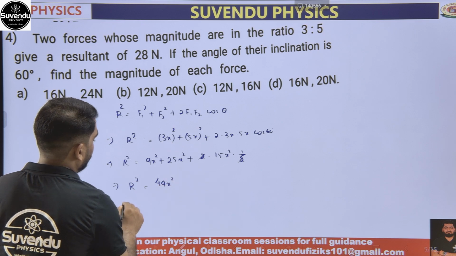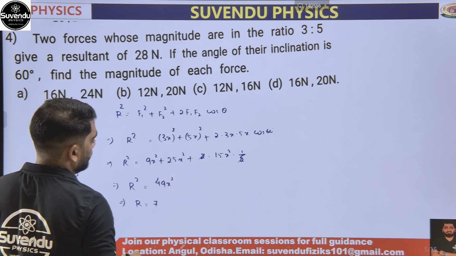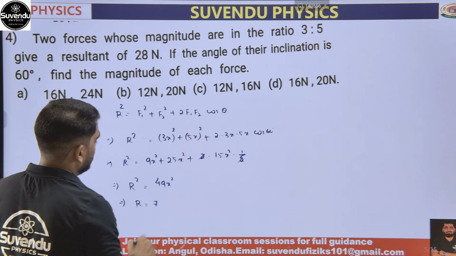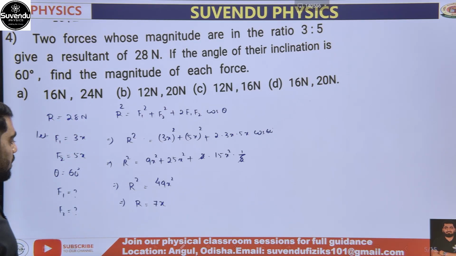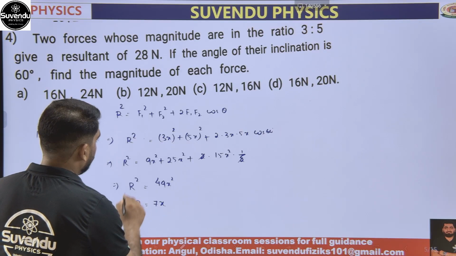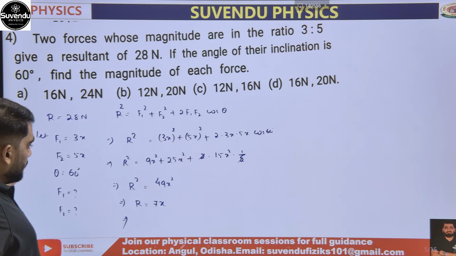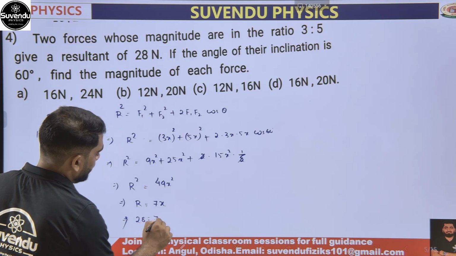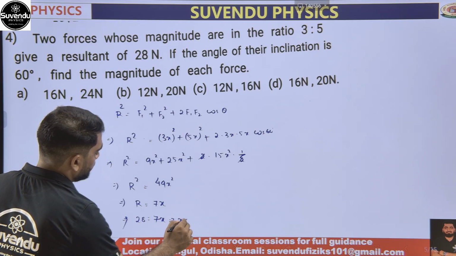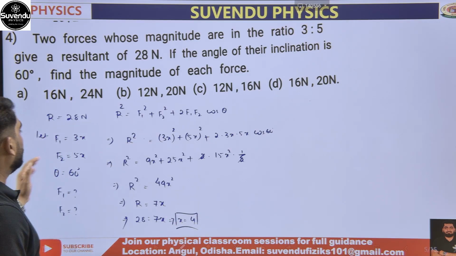So what is R? R is equal to 7x. What is the R value? R is our 28. Is that clear? So 28 is equal to 7x. X is how much? 4. X is equal to 4.